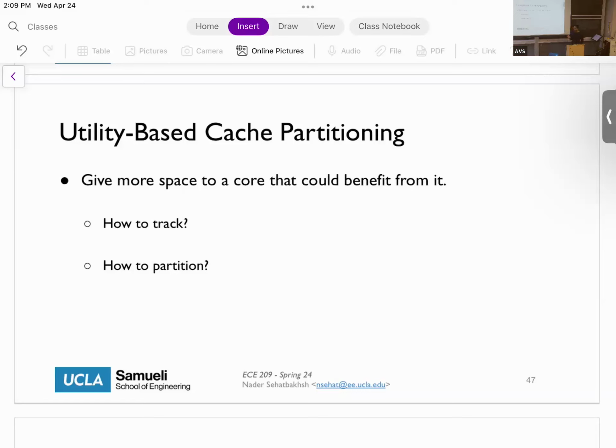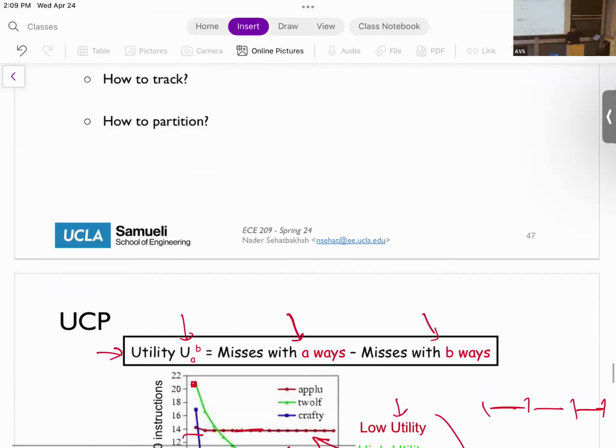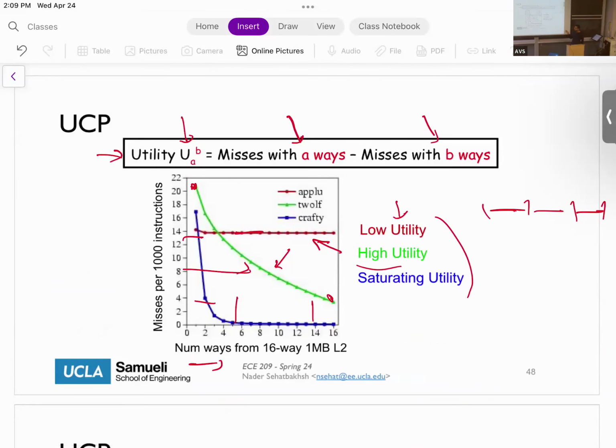And then the idea that we introduced was this utility-based cache partitioning, which essentially we show that there are three types of applications. There are those that are low utility, high utility, and somewhere in between, that they're high utility at the beginning and then low utility after a while. So we need to measure this utility and then take proper action for that utility.